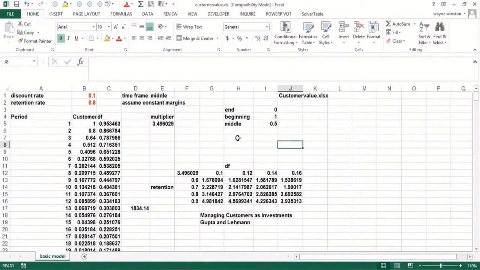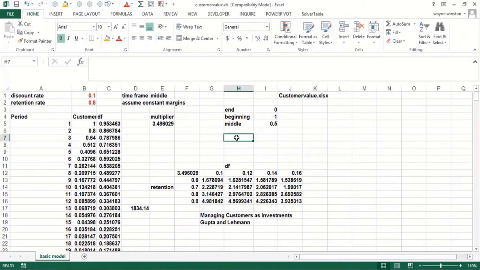In this video, we're going to talk about a simple yet powerful model to help you determine the value of a customer. And valuing your customers is critical no matter what business you're in. For example, if you find the value of a customer in the cell phone business is $300 and it costs you $500 to get a customer, you're going to go out of business.